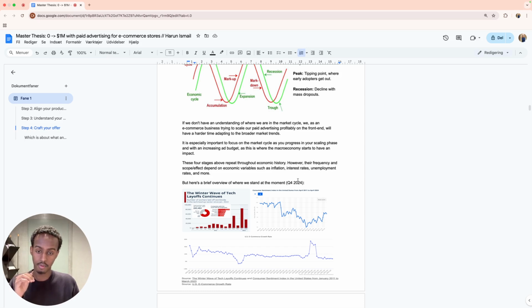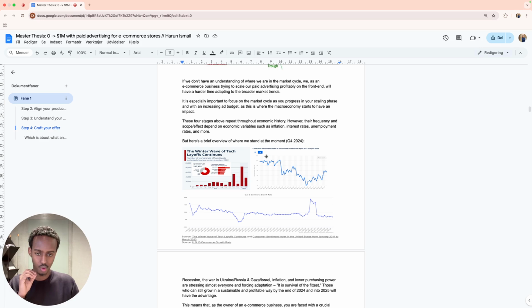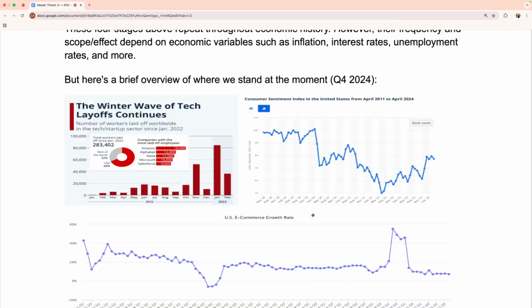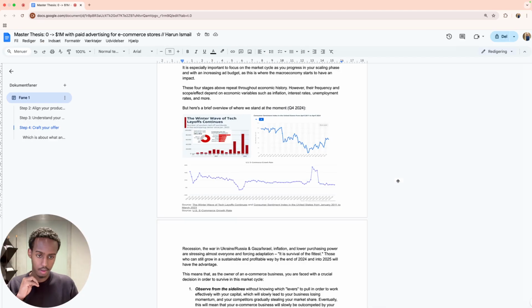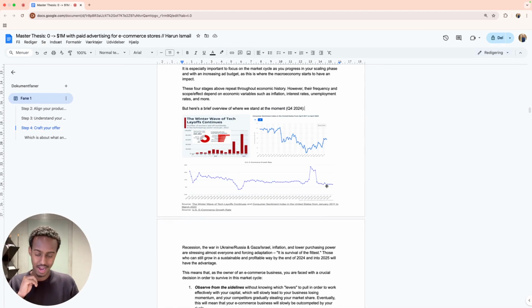But here's a brief overview of where we stand at this moment, which is December Q4 going into 2025. As you can see, we have the consumer sentiment index declining, and we also have the US e-commerce growth rate declining. We had the bubble, as you can see here, in 2020, just around Corona, but since then just declining.